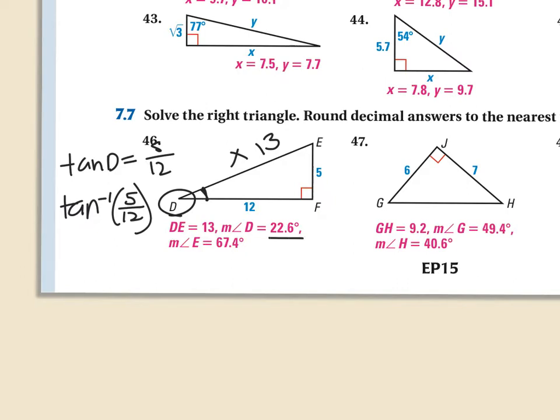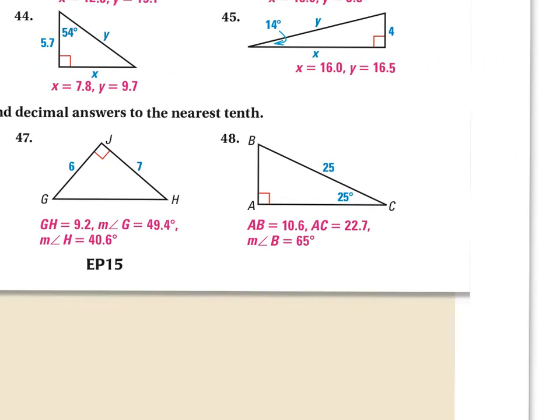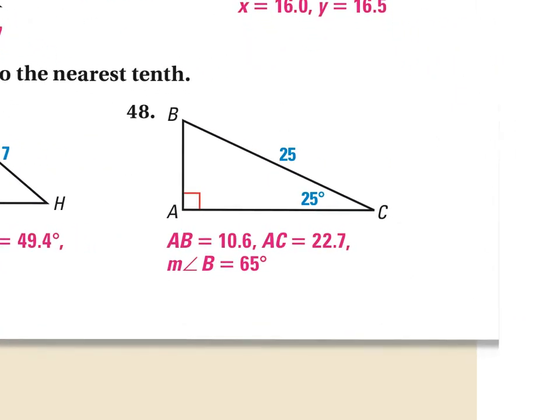Wait, when do you use the -1? When you're looking for the angle. So when do you use regular? So if I wanted to find the missing side, like in 48, I can't use Pythagorean theorem, right? I'm missing 2 sides.